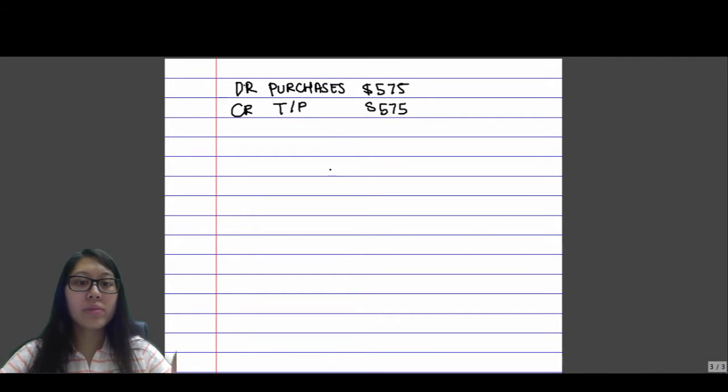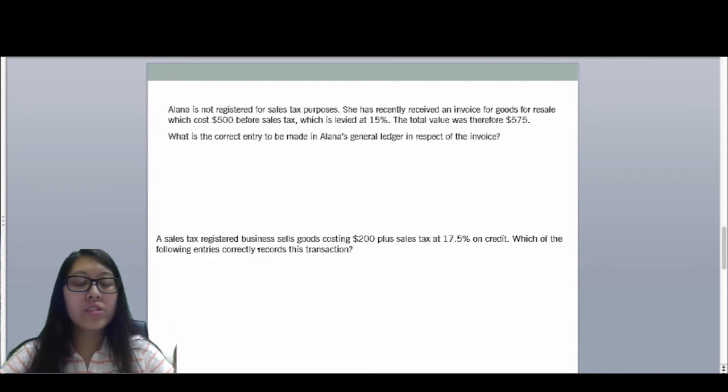Let's take a look at the next one. A sales tax registered business sells goods costing $200 plus sales tax at 17.5% on credit. So it says here that they sold goods on credit, so we're going to have a trade receivable as one of the entries. Which of the following entries correctly records this transaction? So originally this question is supposed to have some multiple choices, but I cropped them out.